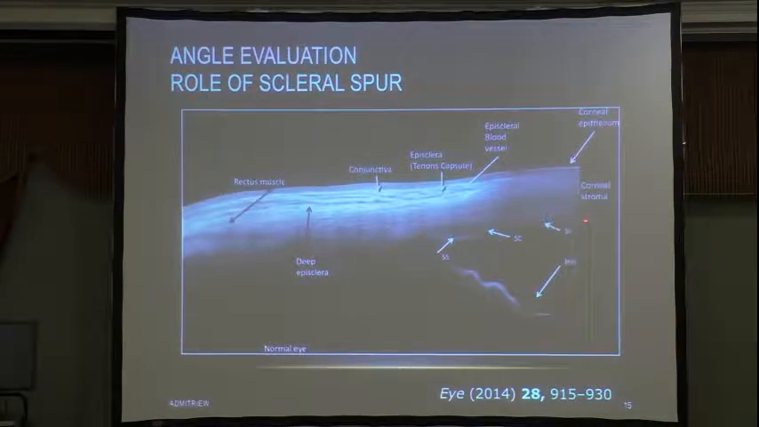So one line goes from the epithelial sides, so goes within the epithelium. Second line goes from the inner sclera. And where they cross, where we have a small triangle, we have a scleral spur.